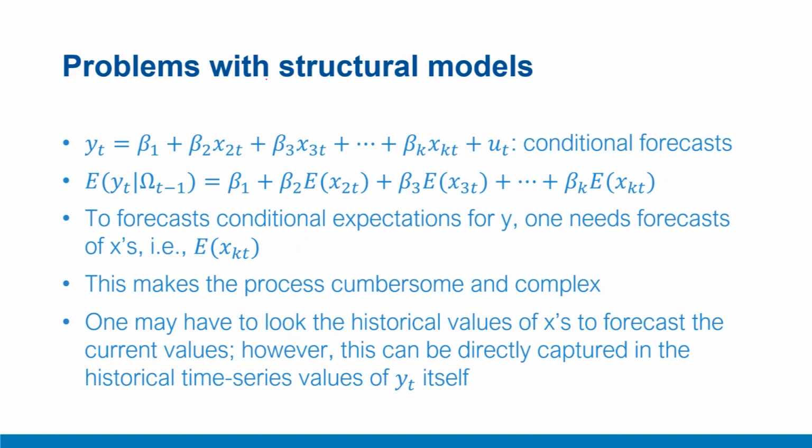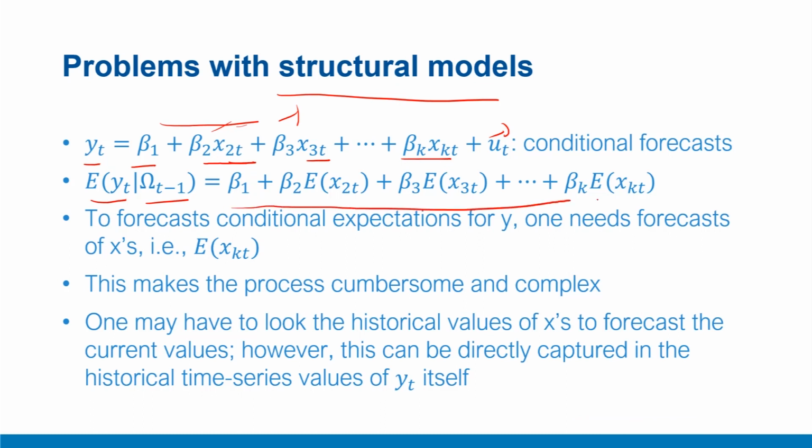Now let us compare forecasting with time series models with structural models. A structural model would look something like this: y t equals beta 1 plus certain explanatory variables like x 2t, x 3t and so on up to x kt, and their coefficients, and then there is this error term, which you can think of as a white noise error. When you are forecasting or predicting with this kind of structural model, which is obviously driven by some kind of theoretical underpinning, the conditional expectation of y t at time t, given information at t minus 1, would appear something like this.